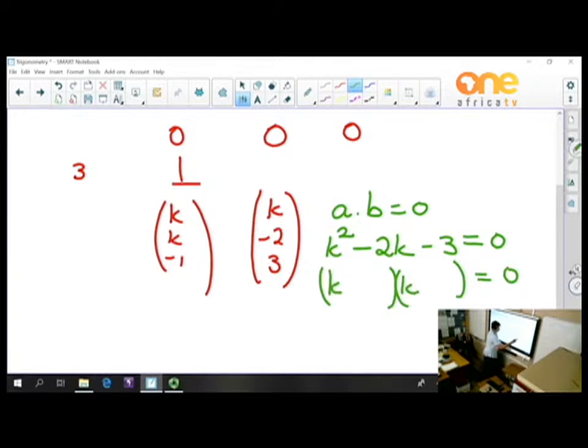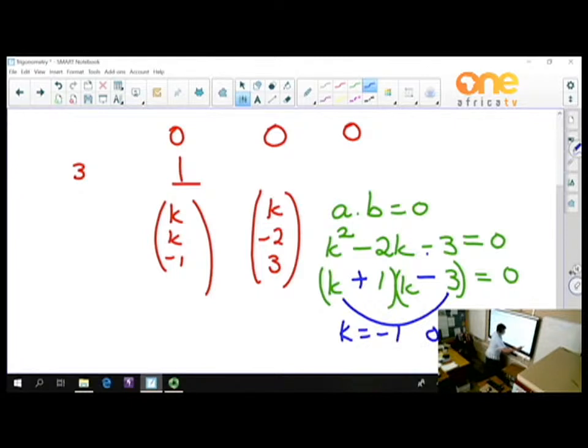It is the factors of 3, which are 3 and 1. Signs differ. The biggest combination, which is this one, is negative, and this one is positive. So if k is equal to -1 or k is equal to 3, then they will be perpendicular. And the whole thing is this: if a dot b is equal to 0, then they will be perpendicular. The next one is number 4.